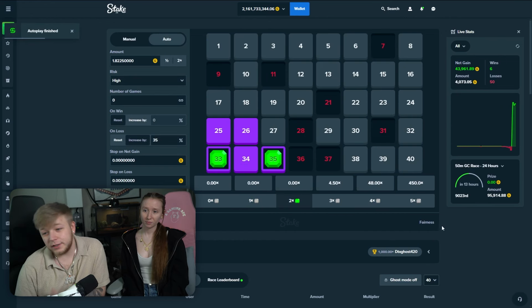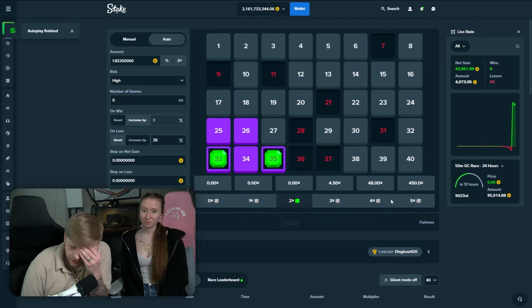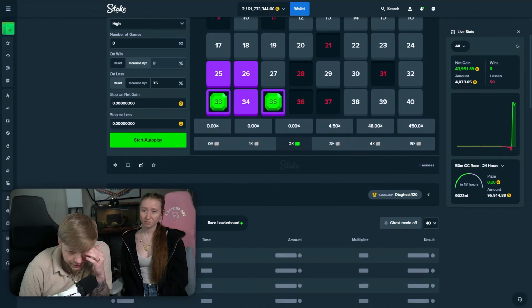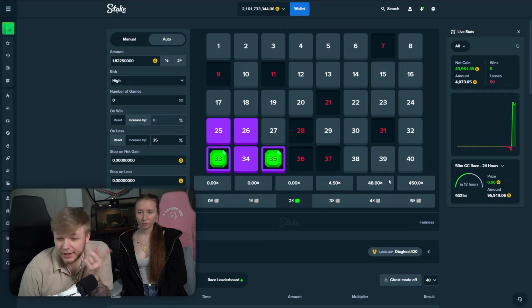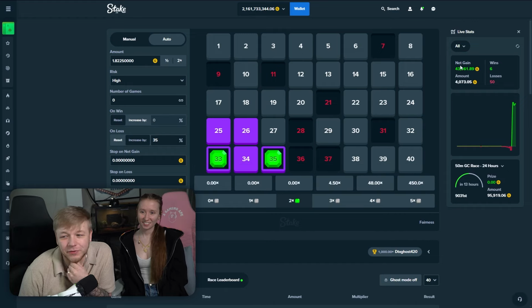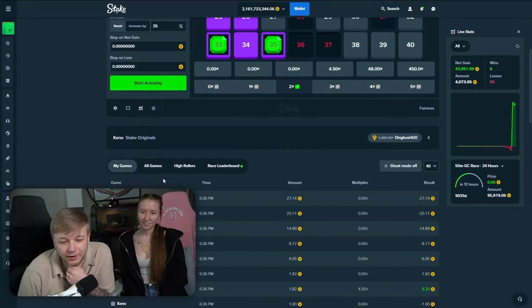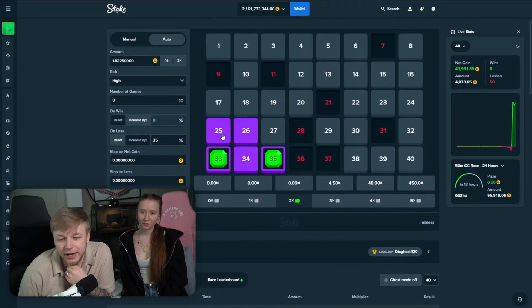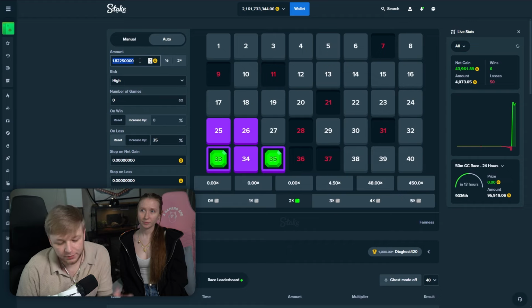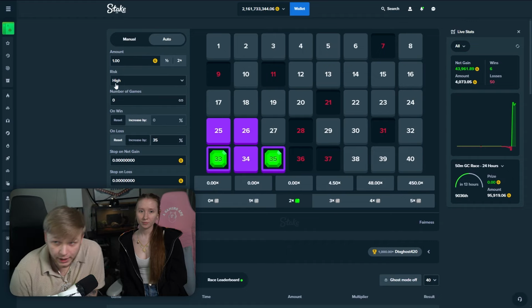That is absolutely insane. Did we just hit the 450? I think we might have just hit the 450, dude. I can't even tell if we hit the 48 or the 450. I think it's the 450 with how big this spike is, because it's not showing down here in our game history. But we're going to keep this all the same. We're going to drop back down to 1, and we're going to keep going.